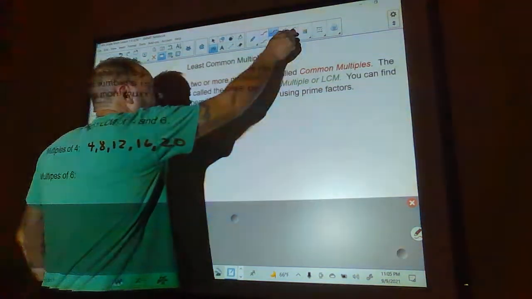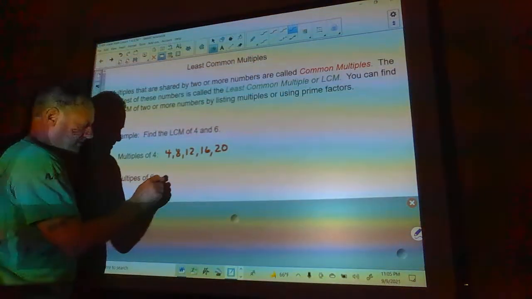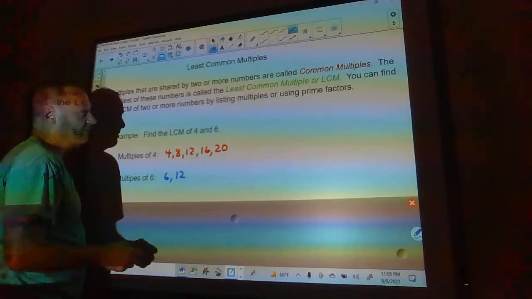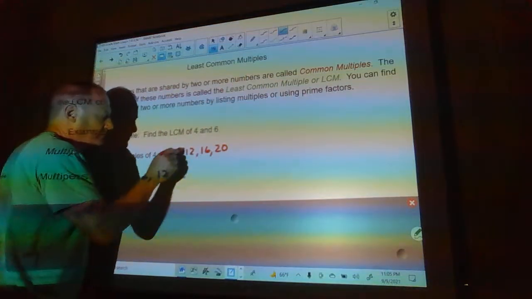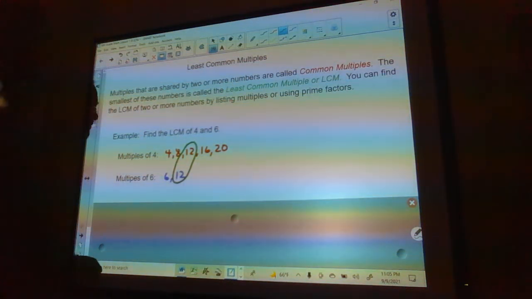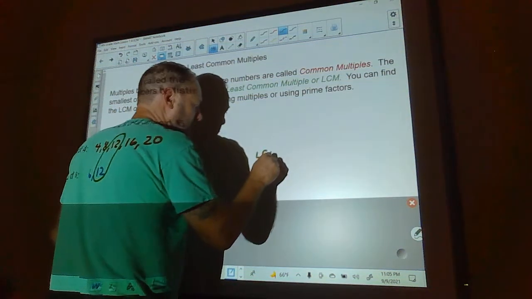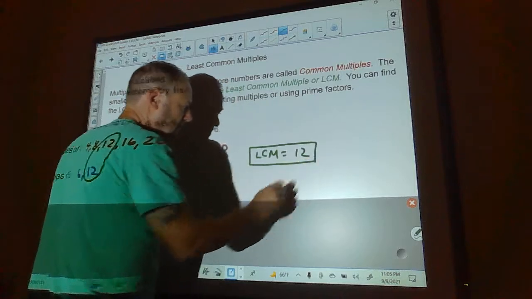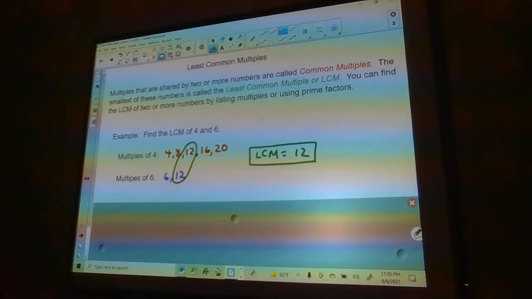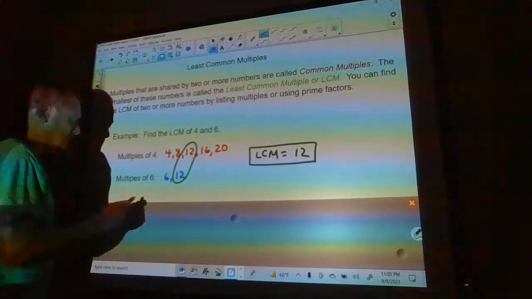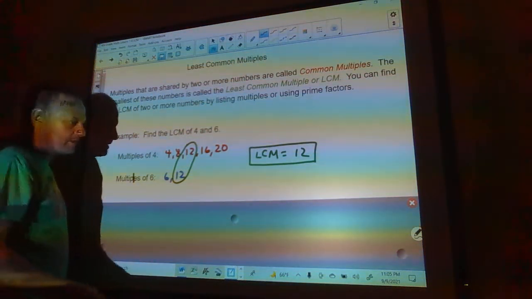So I'll look at 6. So 6, 12. Oh, there it is. It's the first number that's in both rows. Both rows right there. So 12. So the least common multiple is 12. Okay? So there you go. And I spelled multiples wrong, so we'll put our L right in there.